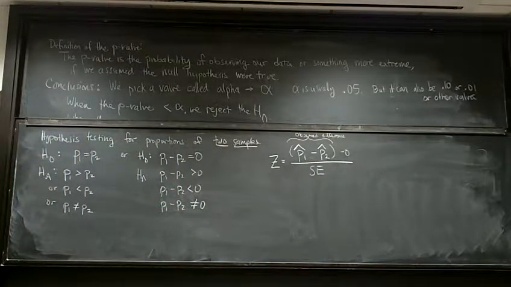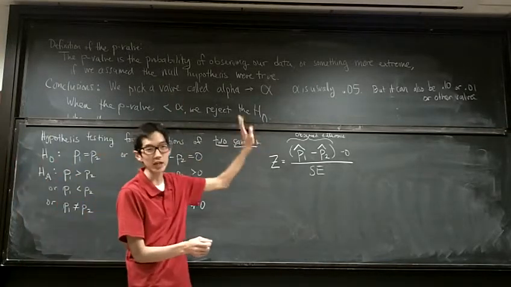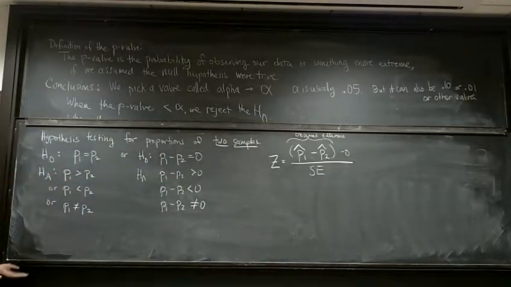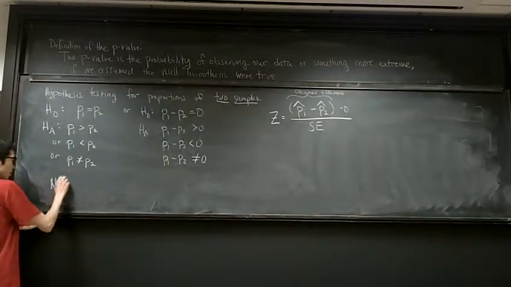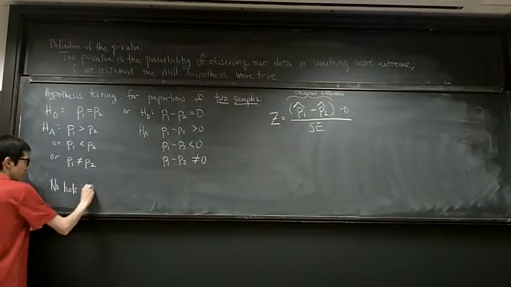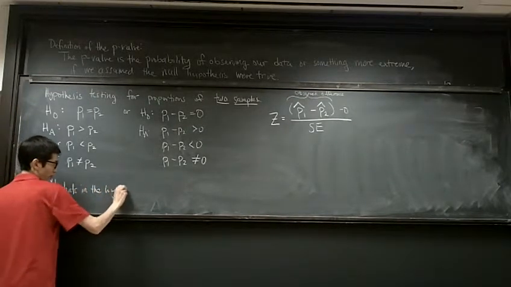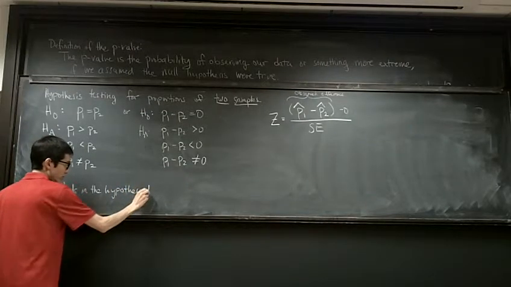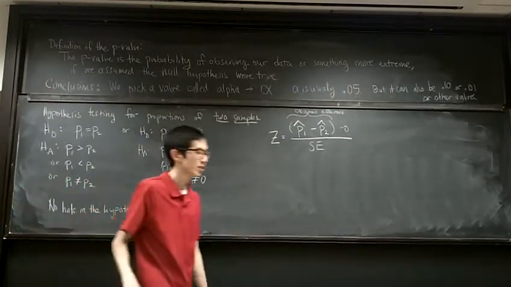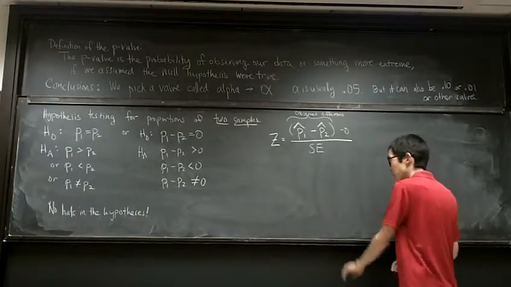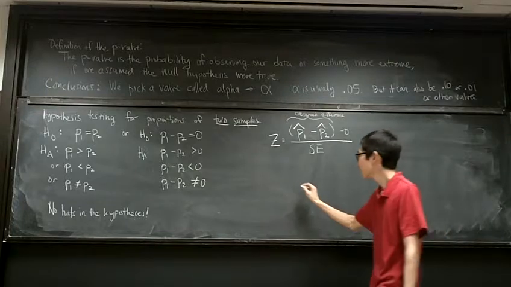Sometimes that thing is called the observed difference, p1 hat minus p2 hat. Again, notice, are there any hats in my hypotheses? No hats in the hypotheses. We have hats in our z, we have hats in our standard error. But notice, no hats in the hypotheses. Common mistake, putting hats in hypotheses. Okay, you ready for this part?